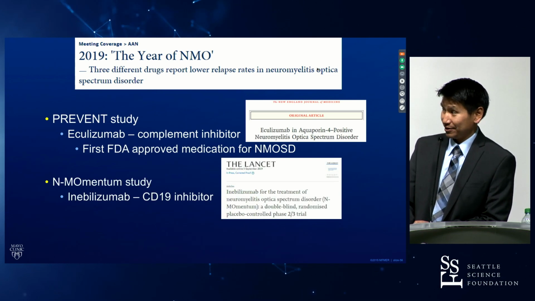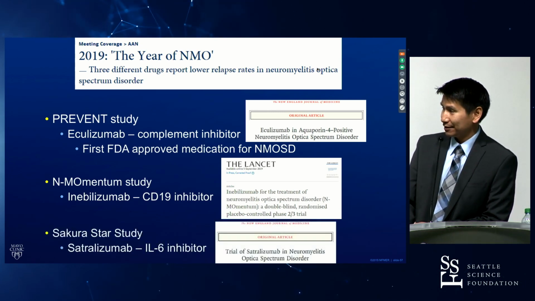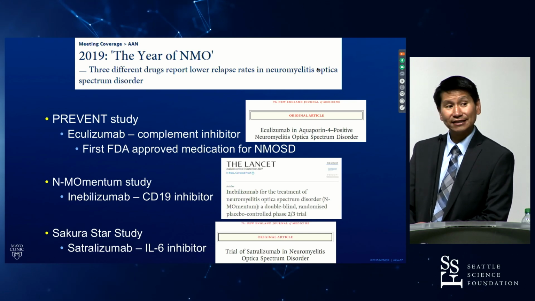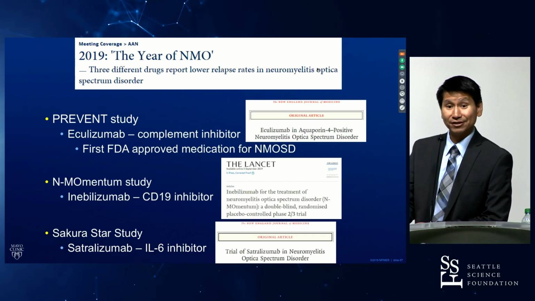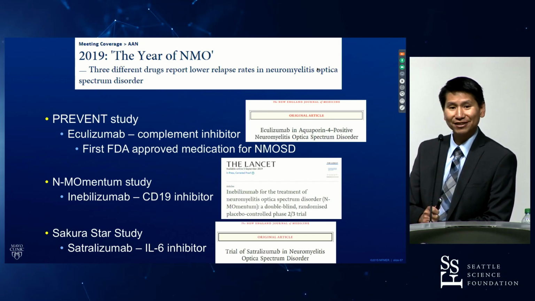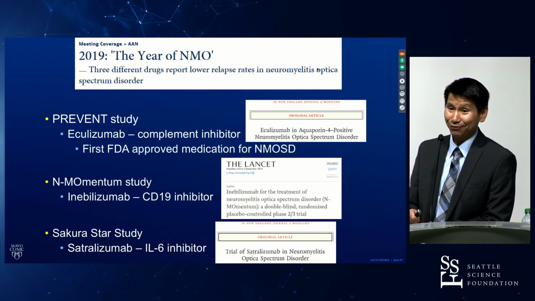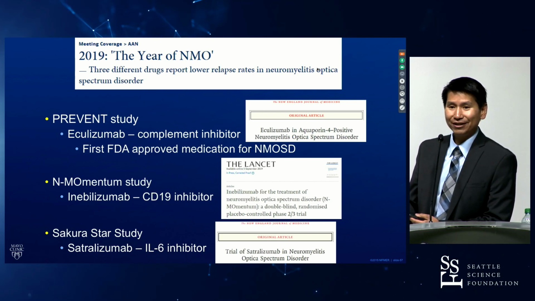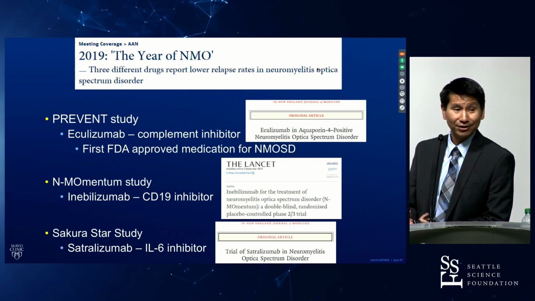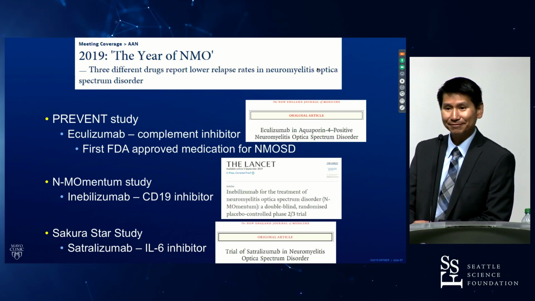We also have the N-MOmentum study that looked at inebilizumab, which is a CD19 inhibitor, and also showed a significant reduction in relapses compared to placebo. And most recently was the SakuraStar study, which looked at satralizumab, an IL-6 inhibitor, also showed to be much better than placebo. So we had 3 randomized multi-center clinical trials, placebo-controlled, all in 2019, all successful. So 3 for 3, getting published in New England Journal of Medicine and Lancet. So it's really an exciting time to be a neurologist, neuro-ophthalmologist, and neuroimmunologist, because we are really expanding our repertoire in terms of being able to treat this condition.